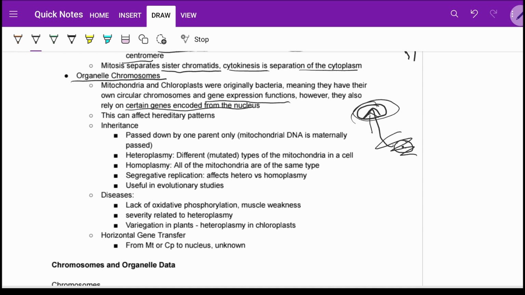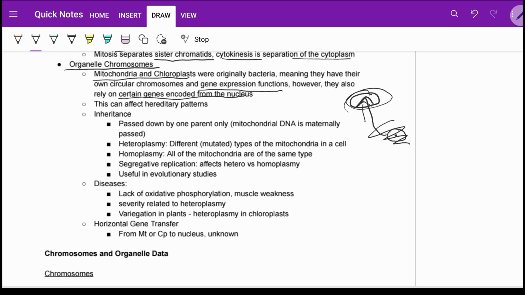So that's why these are no longer independent bacteria, but they still have their own replication methods. Inheritance for these is pretty interesting because both of these are passed down by one parent only. For mitochondria, it's your mother. So the maternal side passes down the mitochondria. You don't get anything from your father. So when we're tracing genetic trees, sometimes you can use mitochondrial DNA to trace the mother's line of the family.